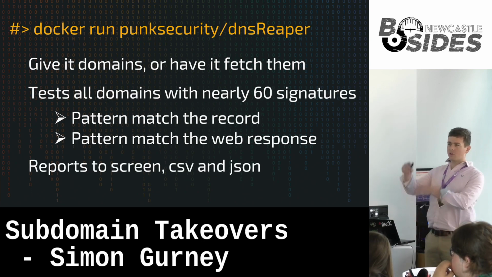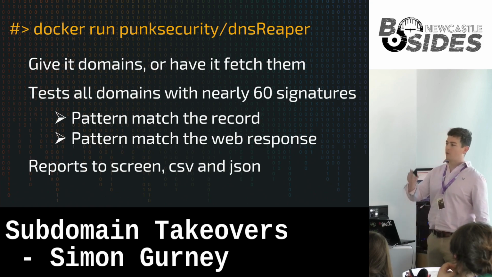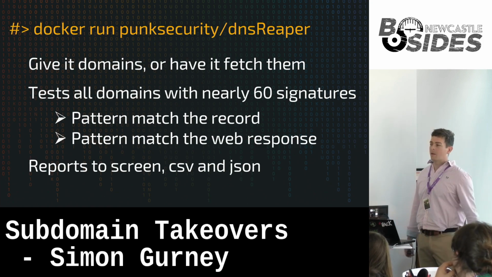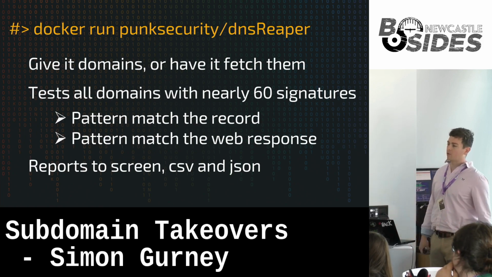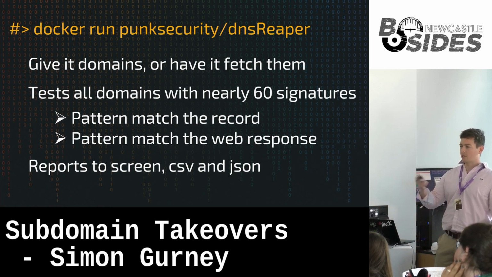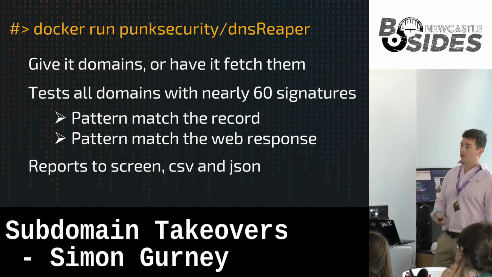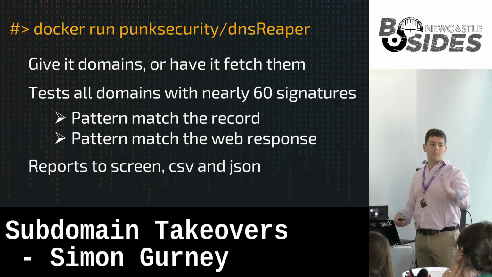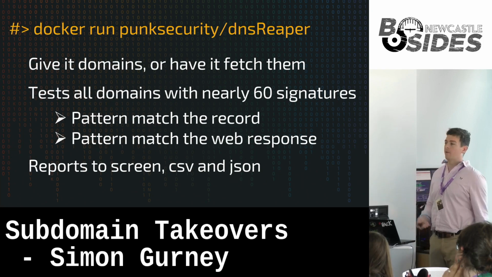And then you report to screen, so you can use it in a pen test. We dump CSV and JSON, so you can use it for automation suites and build automatic reports out of it. And because we're DevSecOps, it will fail a pipeline. So if you deploy to Route 53, run this straight after. If it detects any takeovers, it fails the pipeline and flags it.